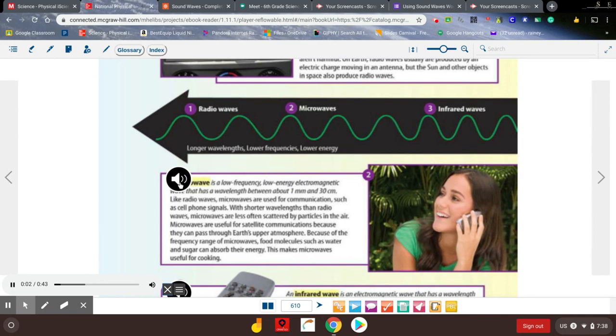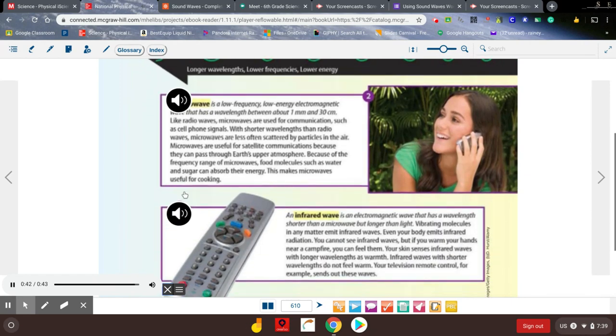Number 2. A microwave is a low-frequency, low-energy electromagnetic wave that has a wavelength between about 1 millimeter and 30 centimeters. Like radio waves, microwaves are used for communication, such as cell phone signals. With shorter wavelengths than radio waves, microwaves are less often scattered by particles in the air. Microwaves are useful for satellite communications because they can pass through Earth's upper atmosphere. Because of the frequency range of microwaves, food molecules such as water and sugar can absorb their energy. This makes microwaves useful for cooking.